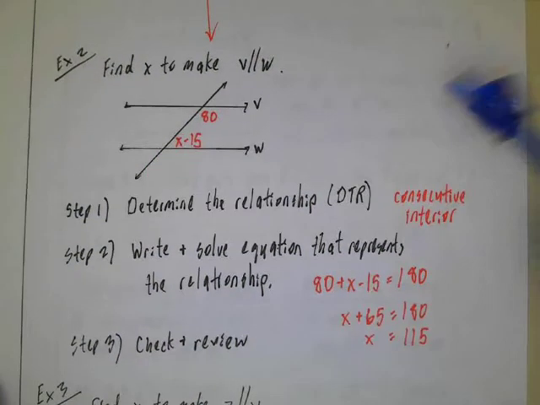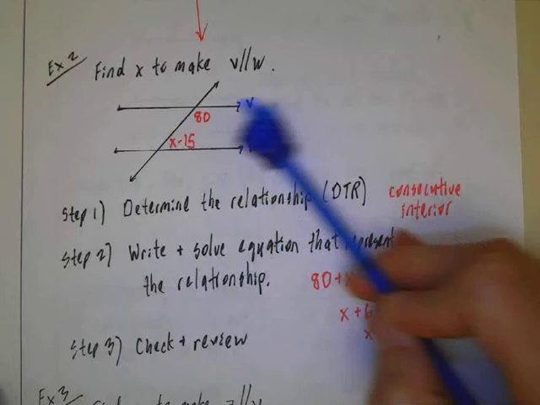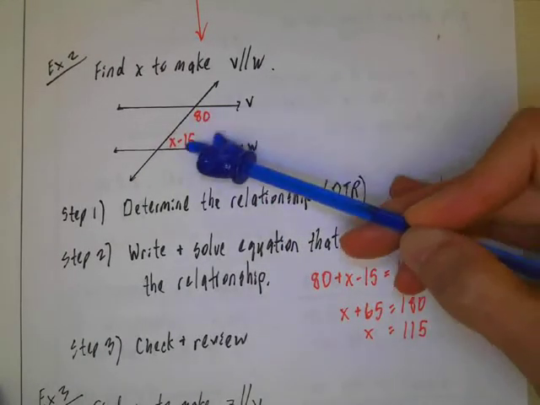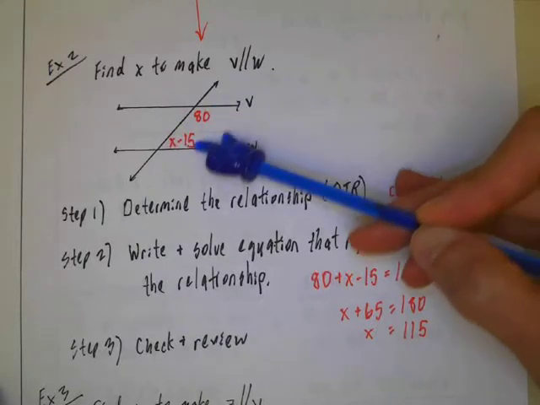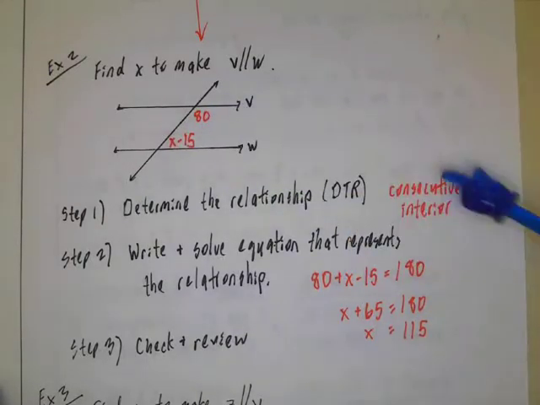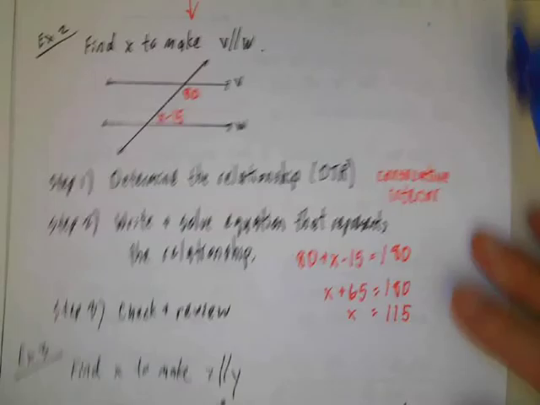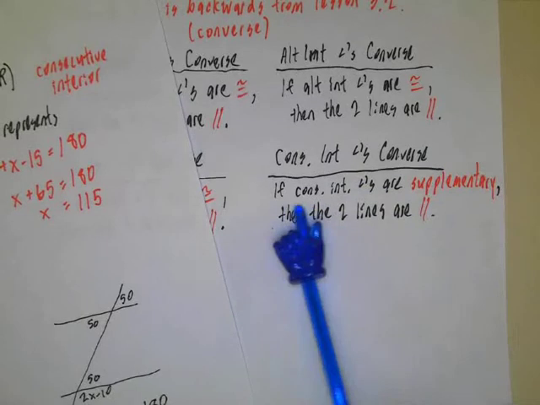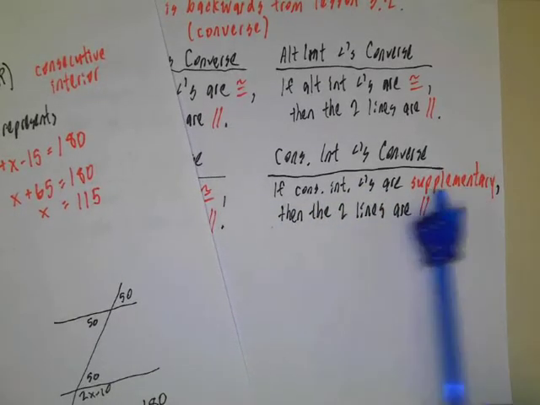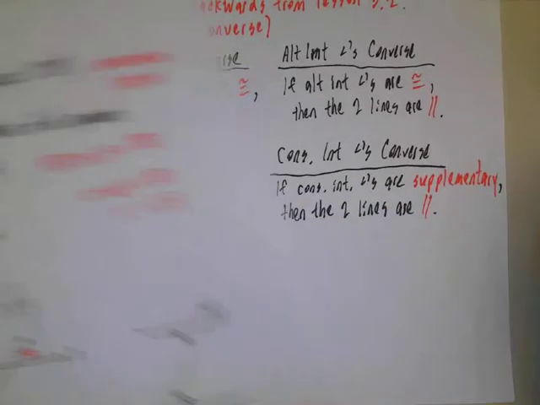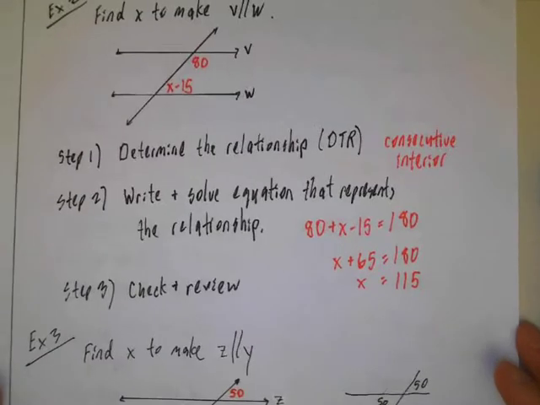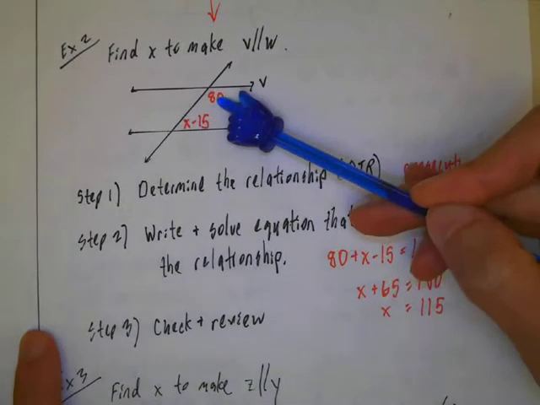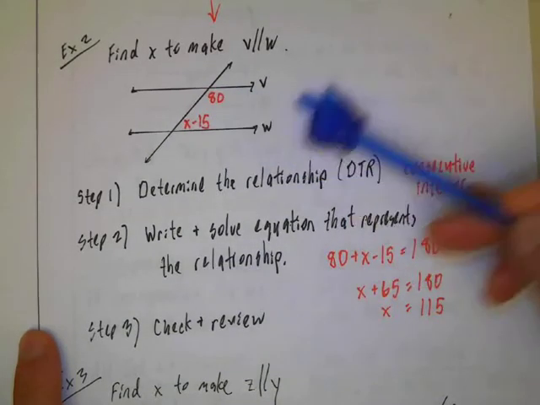It said, figure out what x needs to be to make these two lines parallel. So the first step is we looked at the two angles and we determined what kind of relationship they have, and we see that they're consecutive interiors. We know from the consecutive interior angles converse that if the consecutive interior angles are supplementary, if they add up to 180, then the two lines will be parallel.